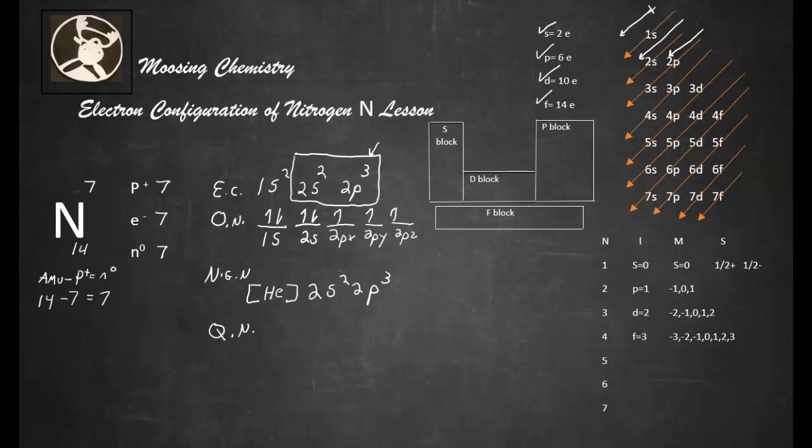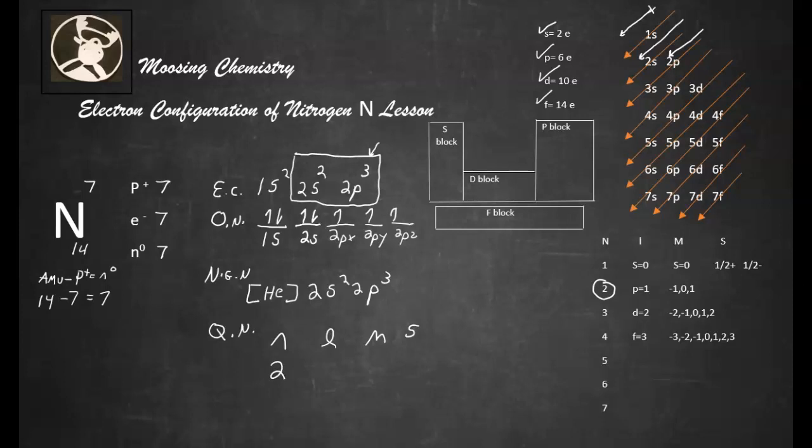Okay, now let's do our quantum notation, our quantum numbers. So we do our quantum notation. We're going to go n, l, m, and s. Now remember, according to the Pauli exclusion principle, no 2 electrons can have the same set of quantum numbers. All right, so what energy level is nitrogen in? It's in the 2nd period, so that makes it number 2. Our n value is 2.